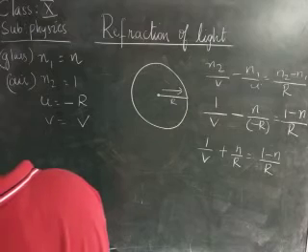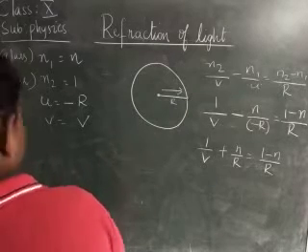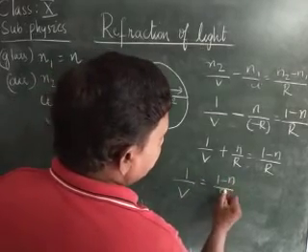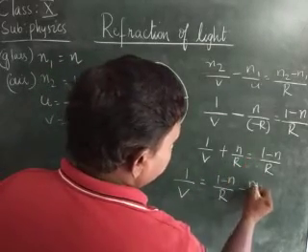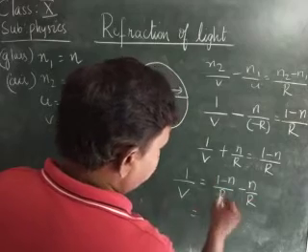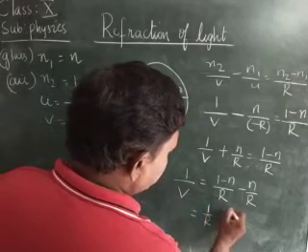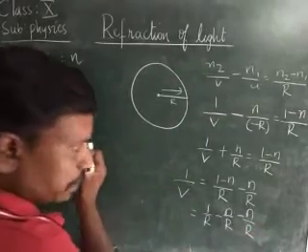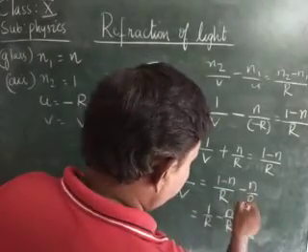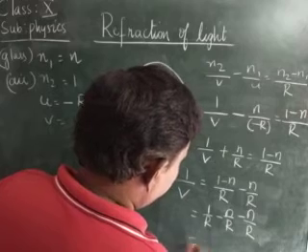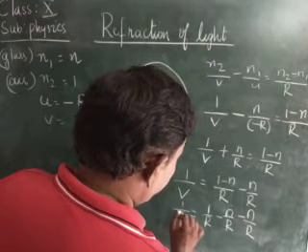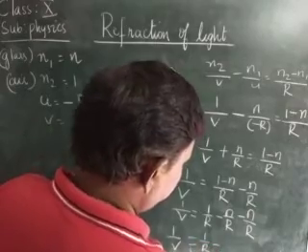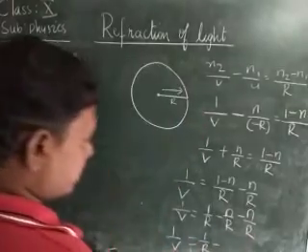What is he asking? He is asking for the value of v. Therefore 1 by v is equal to 1 minus n by r, moving n by r to that side, minus n by r. We can write this as 1 by r minus n by r minus n by r.